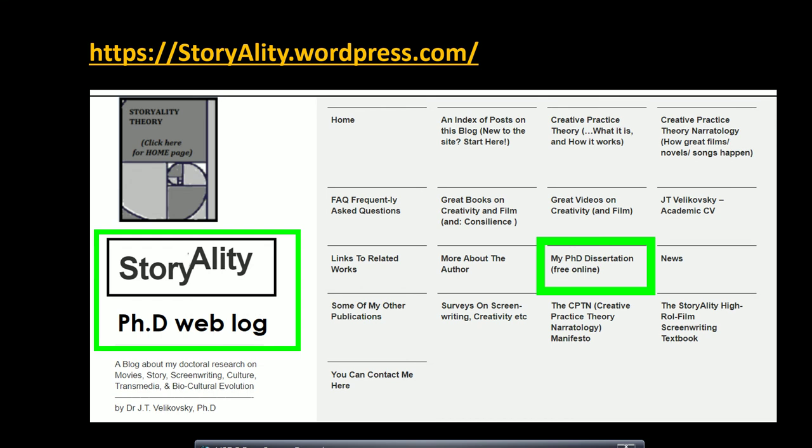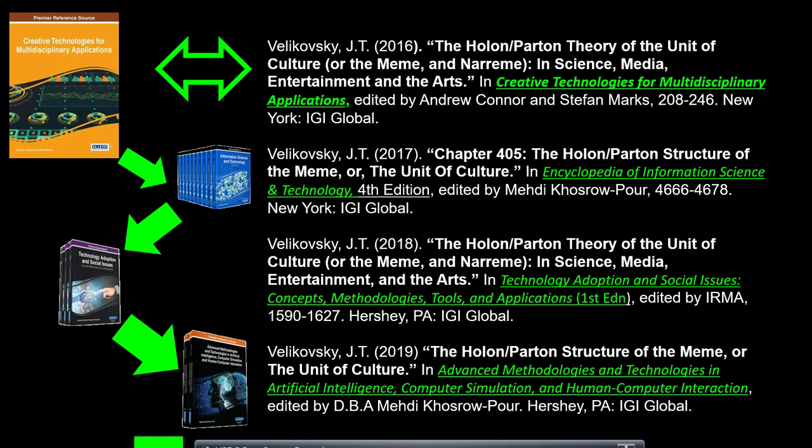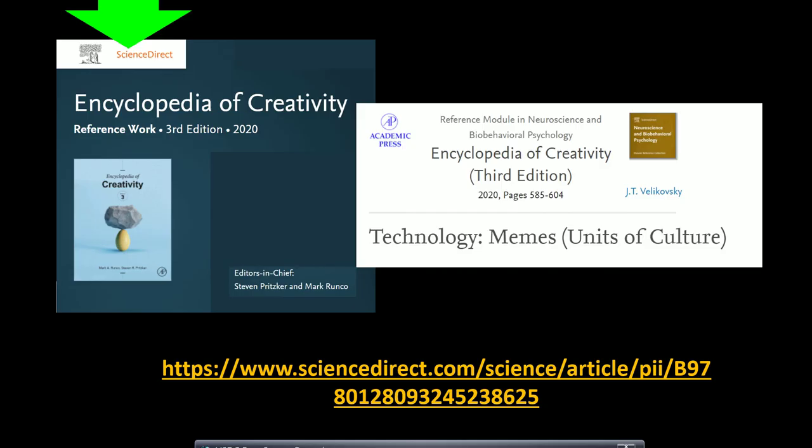I published my PhD in 2016. In the appendix was a book chapter from a book called Creative Technologies for Multidisciplinary Applications, and that's what I'd like to discuss now, the HOLON-parton structure of the meme, the unit of culture, and the narreme, or unit of story, because stories are part of culture, and it's all the same thing. That chapter went on to be republished in Encyclopedia of Information Science and Technology, Technology Adoption, Social Issues, an AI textbook, and it's just recently been published in the Encyclopedia of Creativity. There's the URL there if anyone's interested to read it.